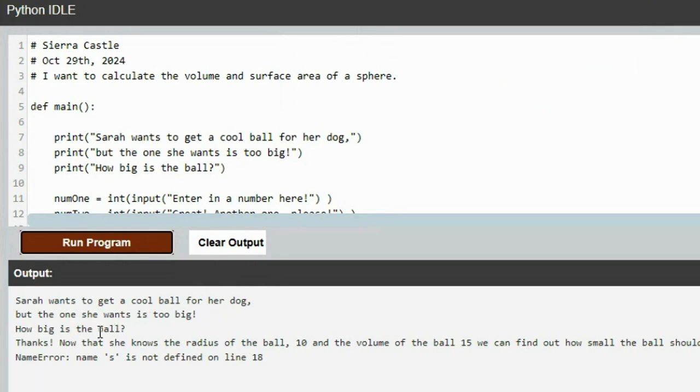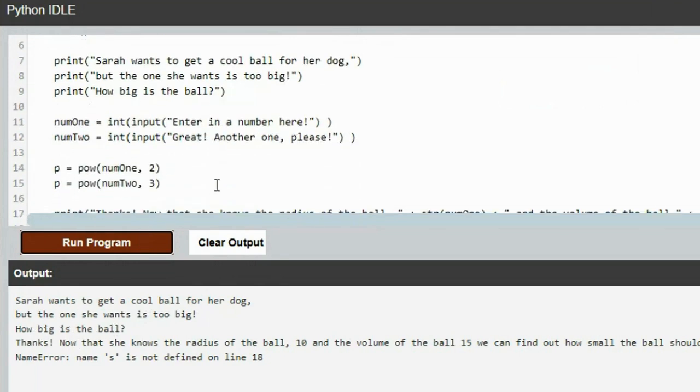Now it says Sarah wants to get a cool ball for her dog, which is too big. How big is the ball? So I entered 10 and 15 because it just said enter a number. It didn't really say enter the radius or enter the diameter or enter the circumference. That's kind of lacking on your input statement because it wasn't really clear what the user was entering other than something about a ball. Okay, so I was entering the radius of the ball.